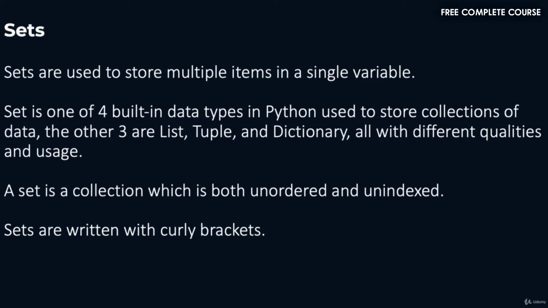All right, welcome back. So in this video, we're going to talk about sets. Sets are used to store multiple items in a single variable. Set is one of the 4 built-in data types in Python used to store collections of data. The other 3 are list, tuple, and dictionary, all with different qualities and usage. A set is a collection which is both unordered and unindexed. So sets are written with curly brackets.